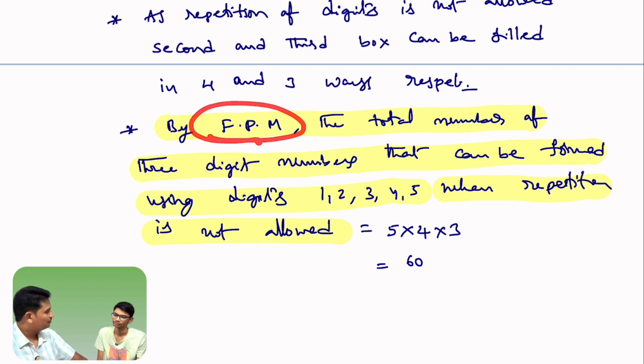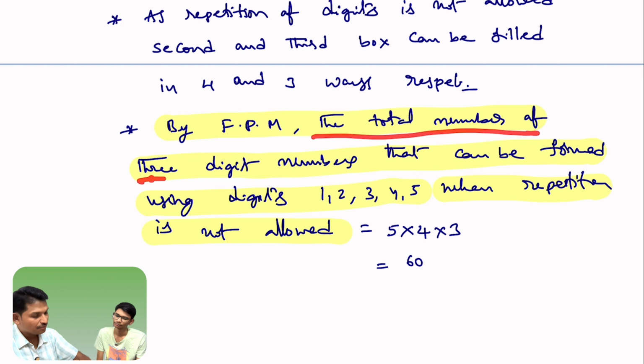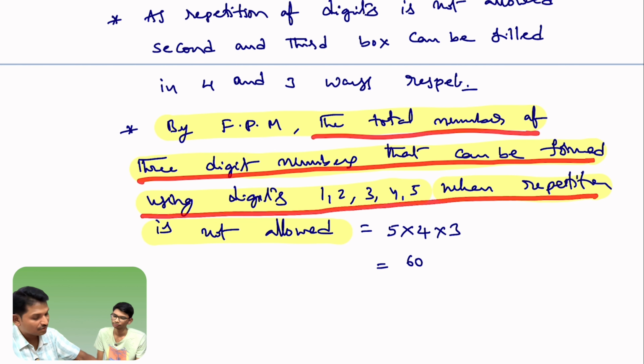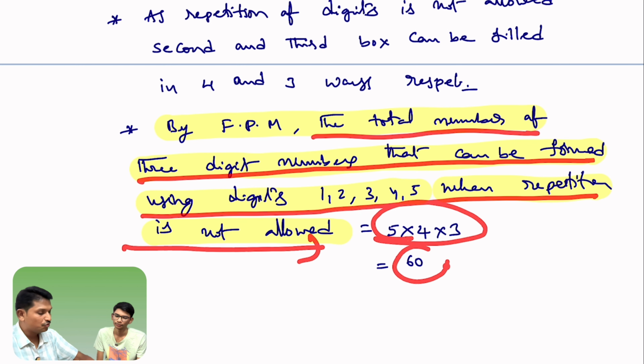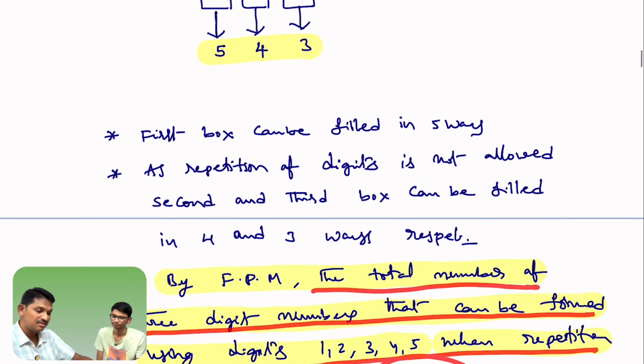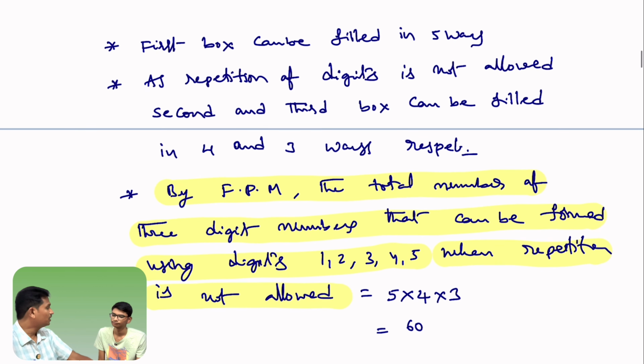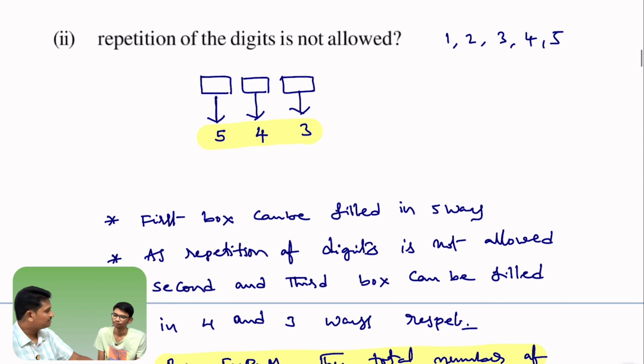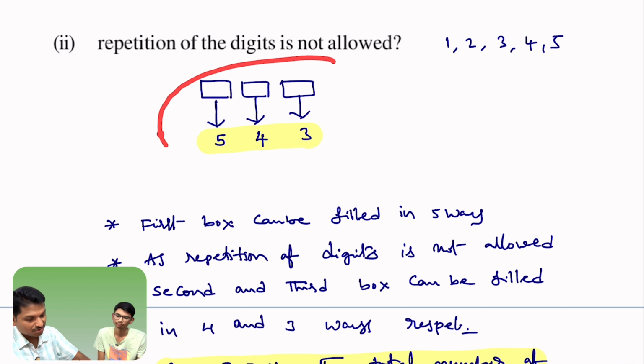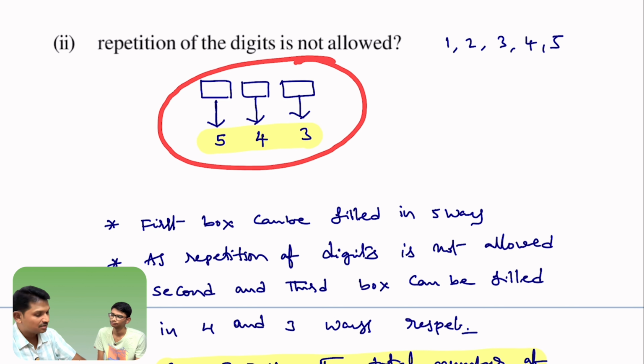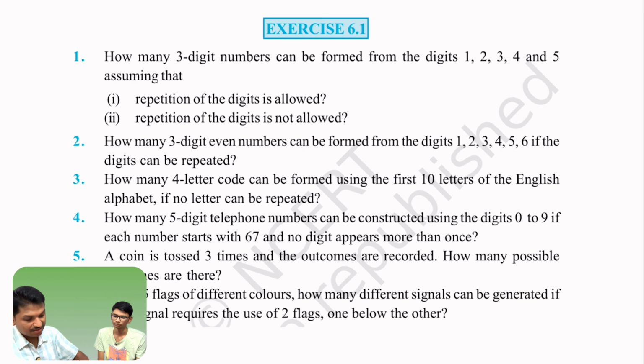Fundamental principle of multiplication. You need to write all by the fundamental principle of multiplication. The total number of 3-digit numbers that can be formed using the digits 1, 2, 3, 4, 5, where repetition of digits is not allowed, is equal to 5 into 4 into 3. You need to write steps like this neatly in the board exam. If it is an objective test, a direct answer, only this much is enough. Its answer is 60. Clear? Now let's see the second question.